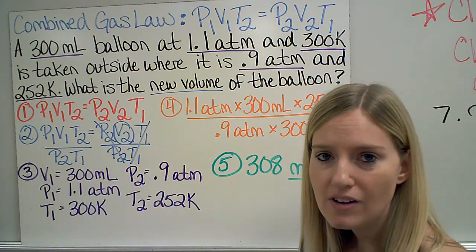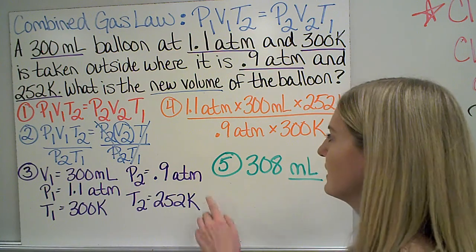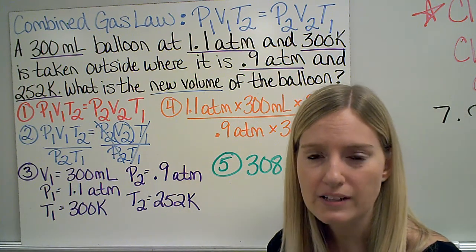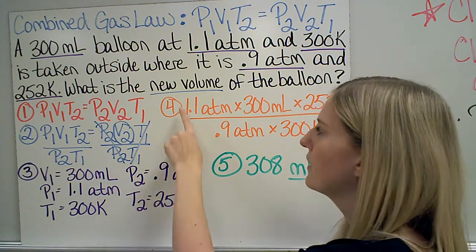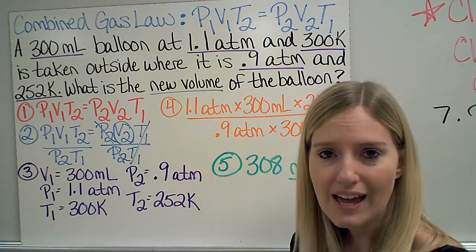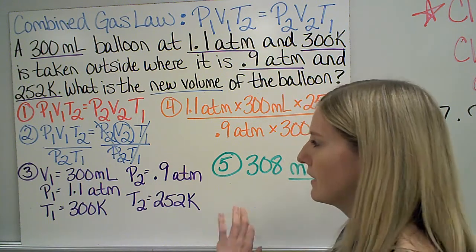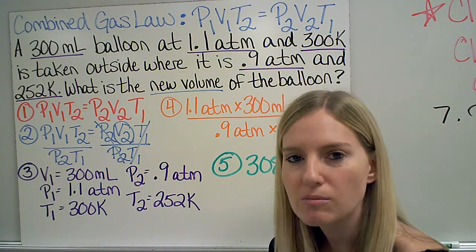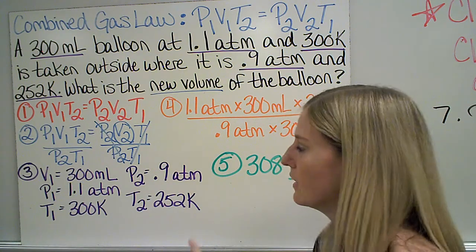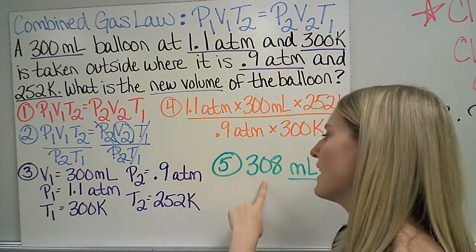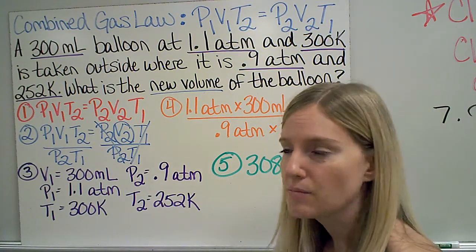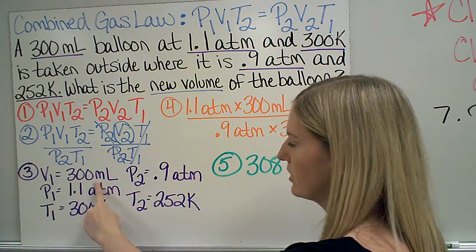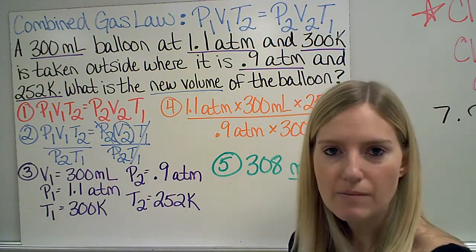I put that into my calculator carefully because I need to make sure that my calculator does the order of operations correctly. So if I were you, I would calculate the top first and then write that down and then divide it by this times this. So do them as separate parts just to make sure you get the correct answer. So once I do that, I get 308, and again, I'm looking for a volume, so I look at what volume was used before, milliliters, so that's the volume that I would have at the end.